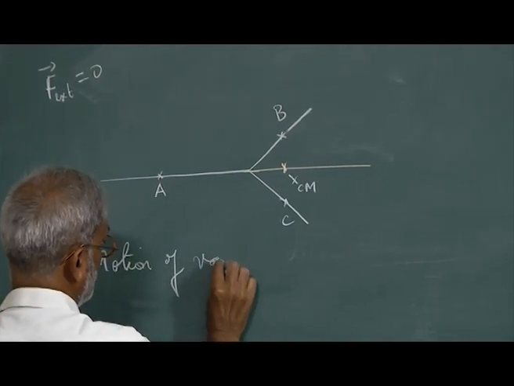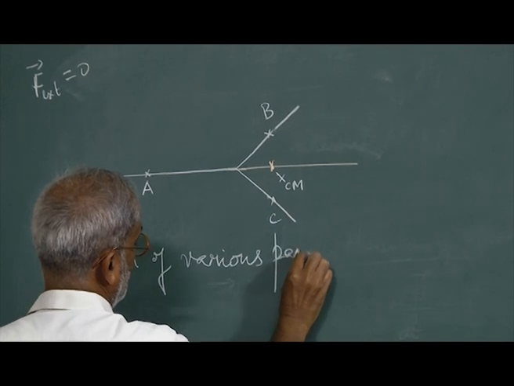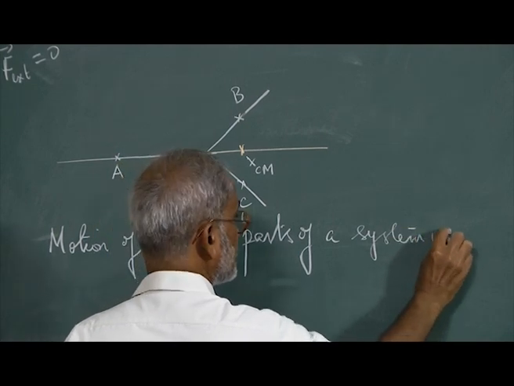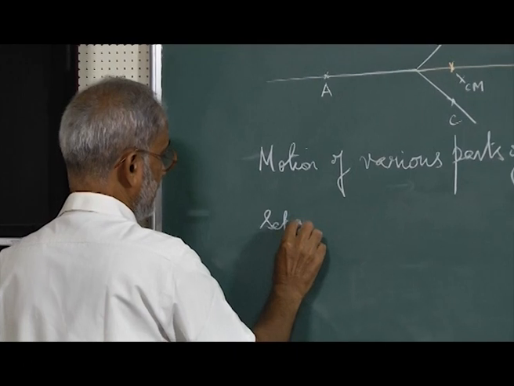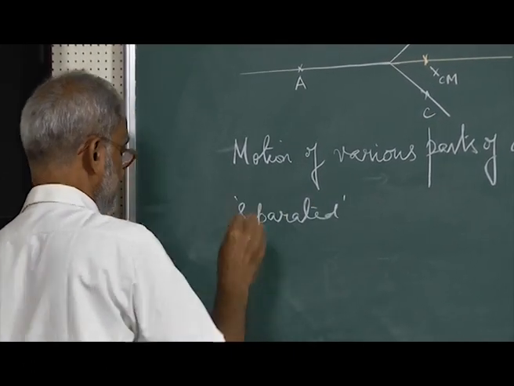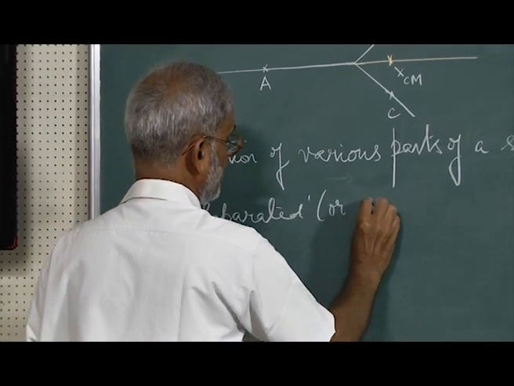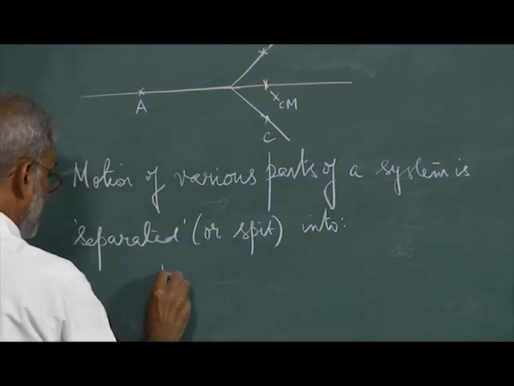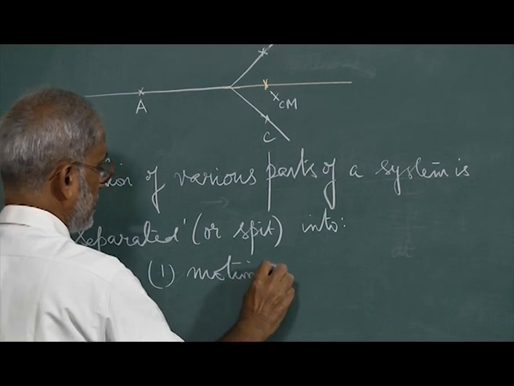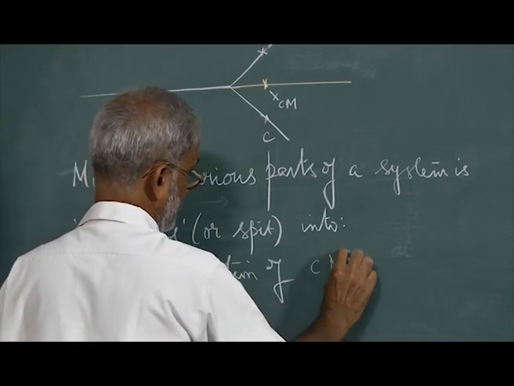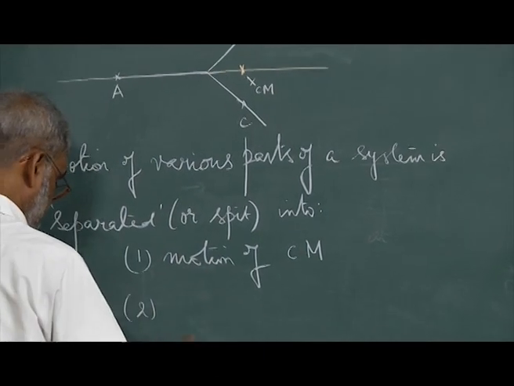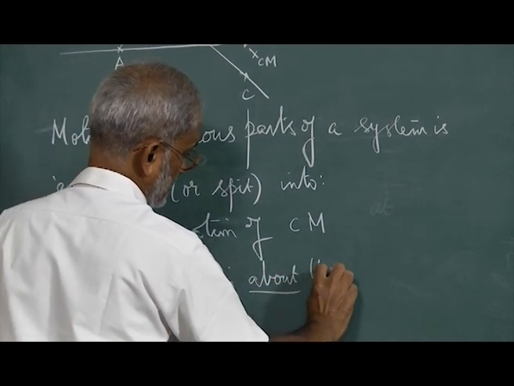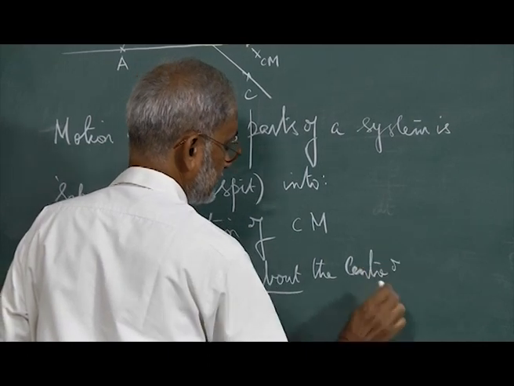This is what you call the motion of various parts of a system. In technical language you use the word separated, that means it is split. The motion of the various parts of a system is split into one, the motion of the center of mass, and two, motion about the center of mass.